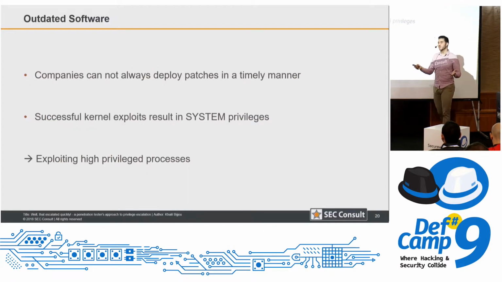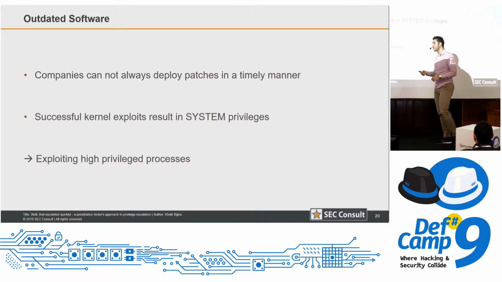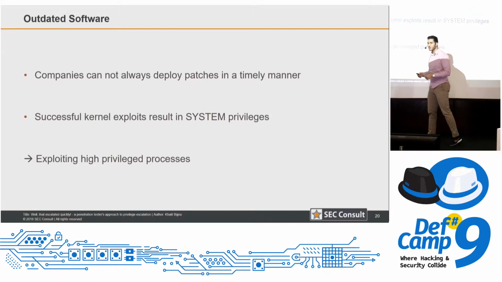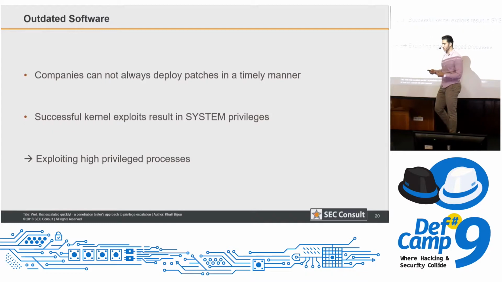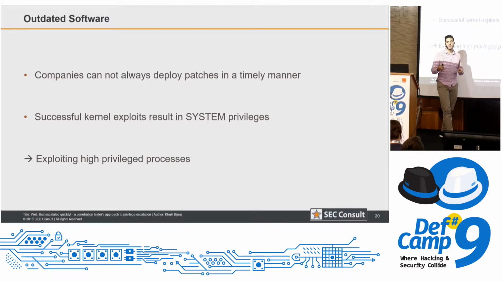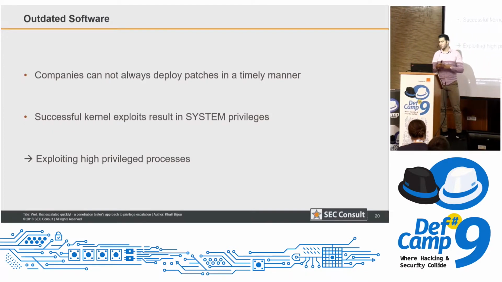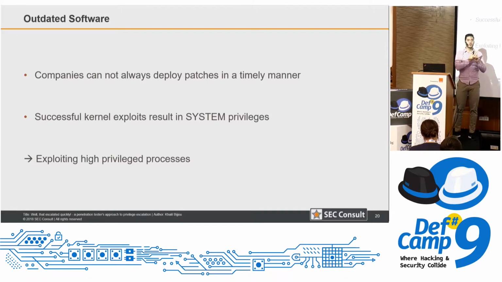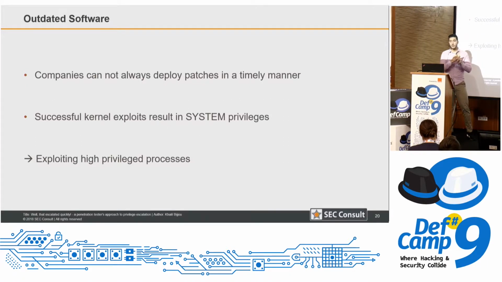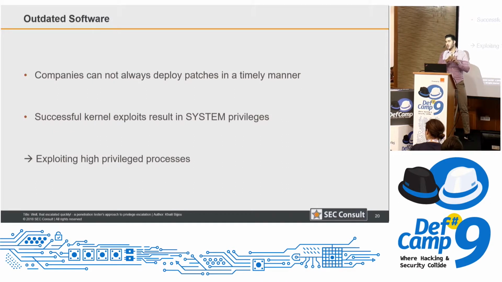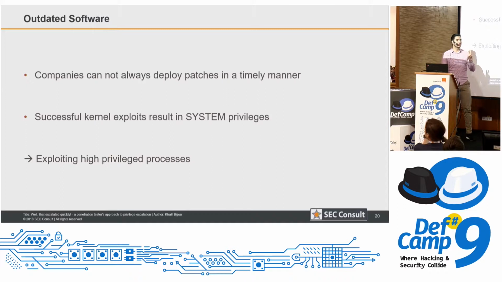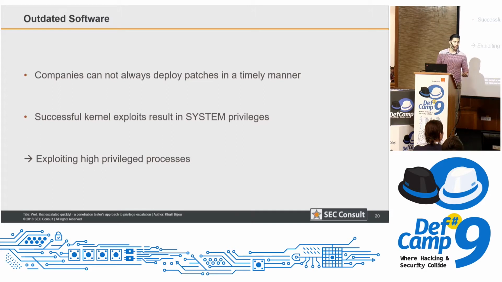One very obvious, but probably very successful method is to exploit outdated software. So you have two kinds of software that you would want to exploit. First of all, you want to exploit vulnerable software that runs with high privileges, and you want to exploit the Windows kernel if possible. Why the Windows kernel? Because if you exploit the Windows kernel, you will have system privileges right away.